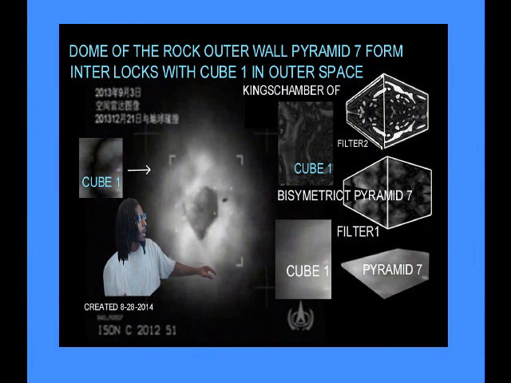Now, the tip of the inverted pyramid 7 UFO, pyramid-shaped UFO image in the Dome of the Rock outer wall, generated from the dual-axis stone lines.